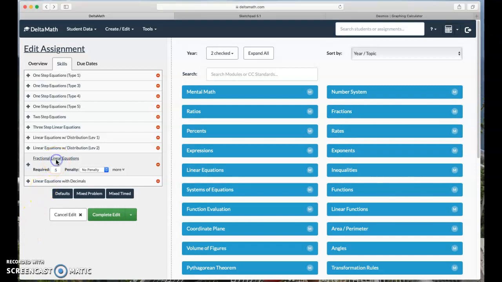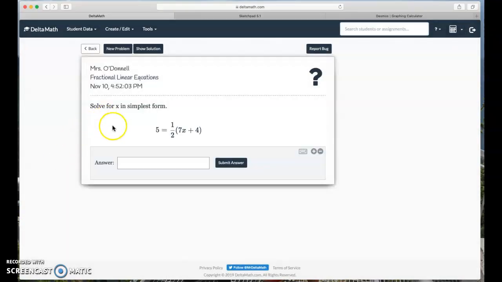Fractional linear equations. Let's check it out. All right, so solve for x in simplest form. Whenever it says simplest form, that means they typically want it to stay as a fraction. If our answer is a fraction, it should stay as a fraction. So we've got 5 equals 1/2 times 7x plus 4.